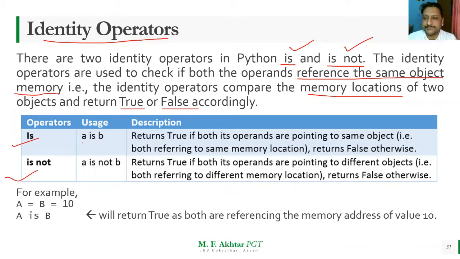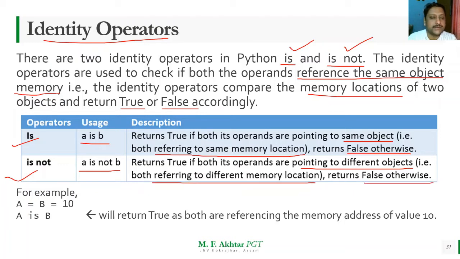Say for example, a is b. Here it checks both a and b for the memory location, and returns true if both its operands are pointing to the same object, that is, both referring to the same memory location. It returns false otherwise. Is not: a is not b. Usage: it returns true if both its operands are pointing to different objects, meaning referring to different memory locations, or it returns false otherwise. See the example here.